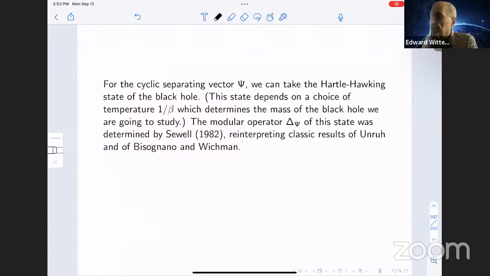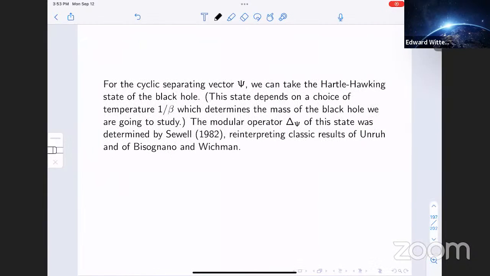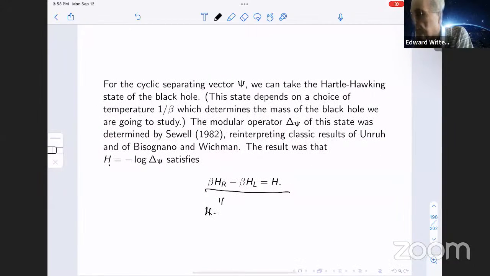For the cyclic separating vector psi, we can take what's called the Hartle-Hawking state of the black hole. And the modular operator delta psi of this state is known from classic results. Up to a constant beta, which is the inverse of the Hawking temperature, the modular Hamiltonian is the difference between h right, which is, remember, h plus x, and h left was x.